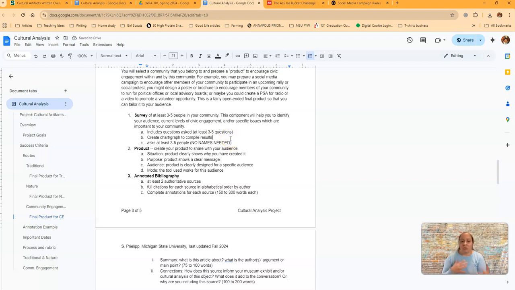And then once you have some results, you should compile those, possibly in charts and graphs to make them just a little bit more visual and to explain what you found out from those questions. So multiple choice questions might be helpful just because then they will allow you to aggregate that data. And then you need to ask at least 3 to 5 people within that particular community.